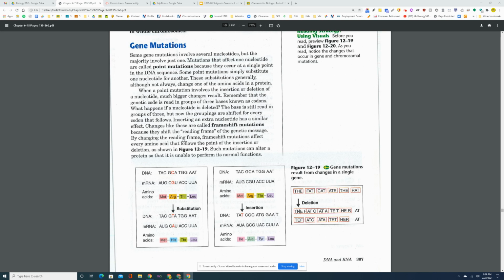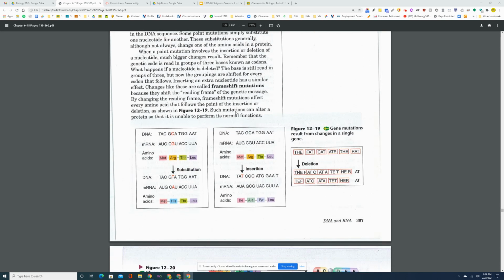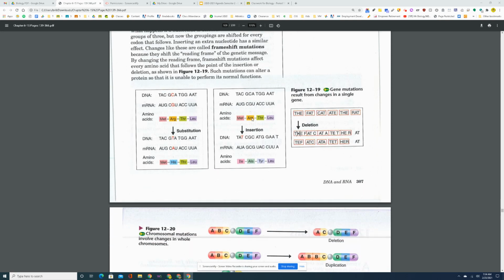By changing the reading frame, frameshift mutations affect every amino acid that follows the point of insertion or deletion, as shown in Figure 12-19. Such mutations can alter a protein so that it is unable to perform its normal function.